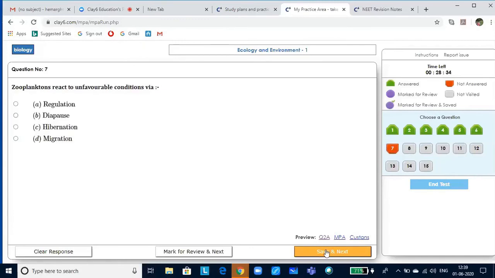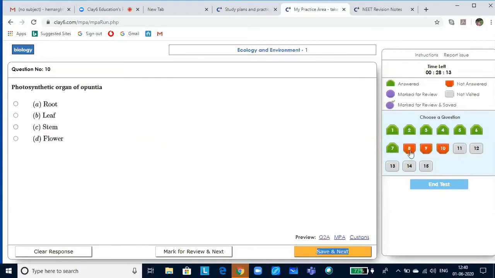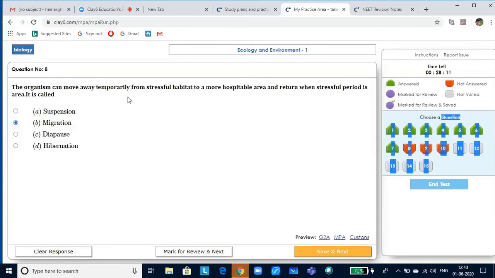Zooplanktons react to unfavorable conditions via... That's the stage where, during unfavorable conditions, these organisms will suspend all their metabolic activities, and that suspended state of metabolism is known as diapause. Organisms can move away temporarily from a stressful habitat to a more hospitable area and return when the stressful period is over. It's not area, when the stressful period is over, and it is called migration.